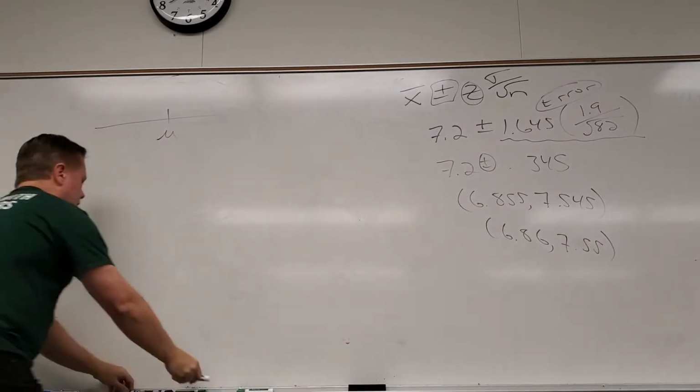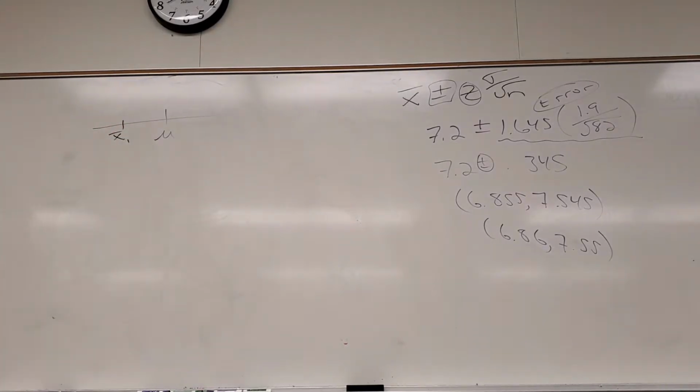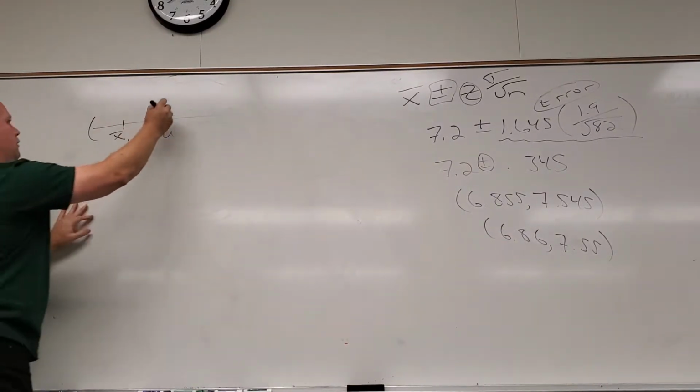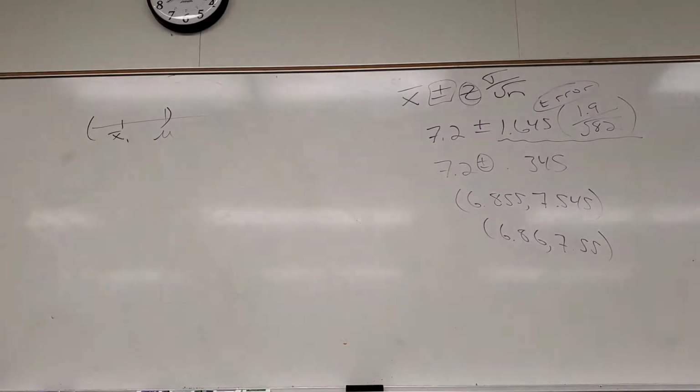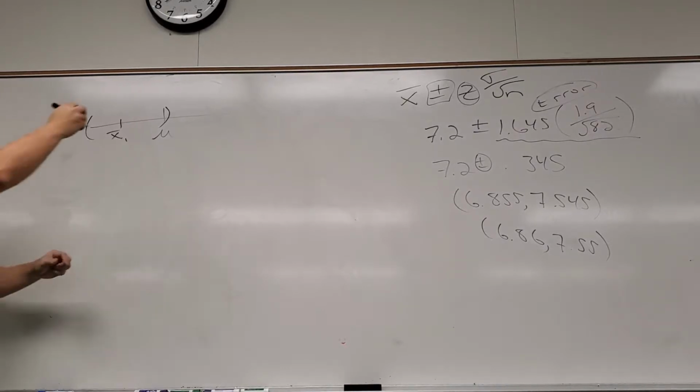And then I get an X bar. Here, I'm going to put X bar 1 for the first group. Is that cool? And then we make a confidence interval. We're 95%, or in this case, 90% certain we caught the real mean in there, right? That our interval catches.